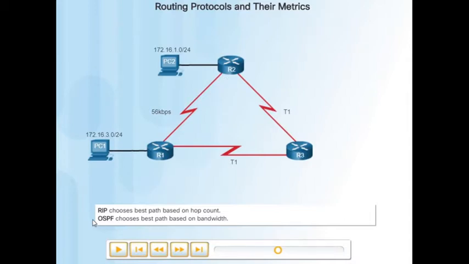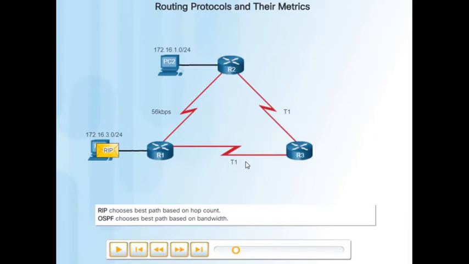If you're running OSPF, its algorithm tells the router that when it chooses the best path, it will base its decision on the bandwidth available. So which is the fastest bandwidth? Let's run OSPF. Definitely it will choose the path that has the higher bandwidth.